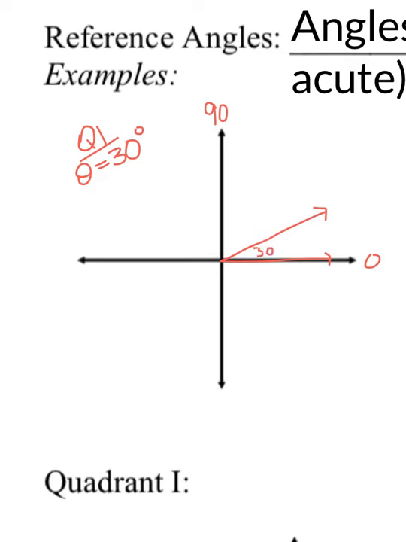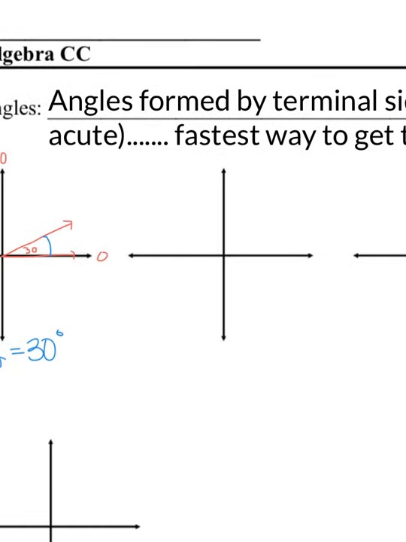Now your reference angle is the fastest way to get to the x-axis. Has to be x, not y. So if I were to start at the terminal side, the fastest way to get to the x-axis would be to go straight to this, which we know is 30 degrees. So I know it's a little confusing, but your reference angle is 30 degrees. Okay, quadrant 1 is weird. Quadrant 1 is very weird. So let's go to quadrant 2.